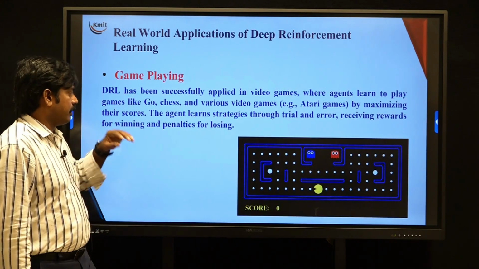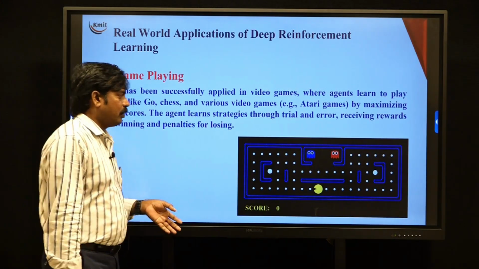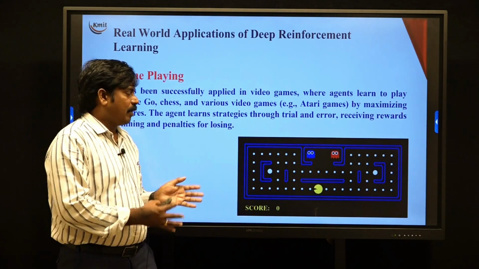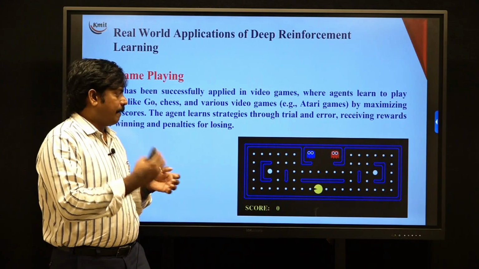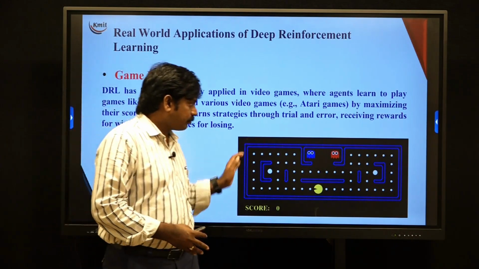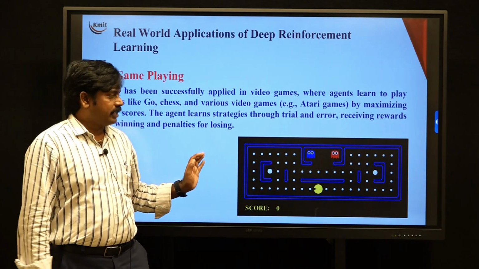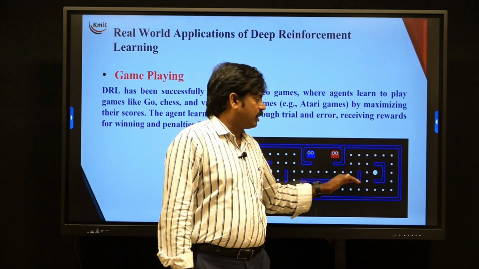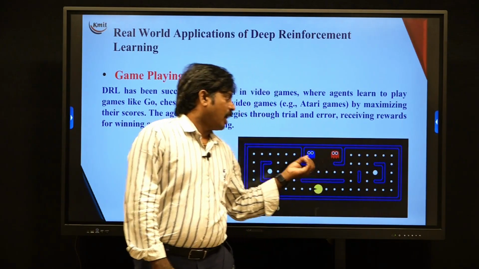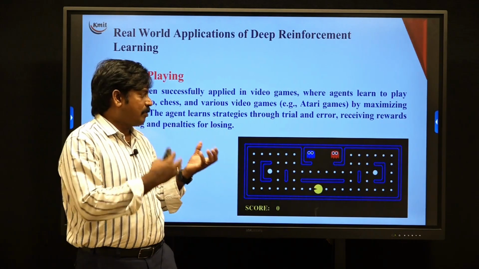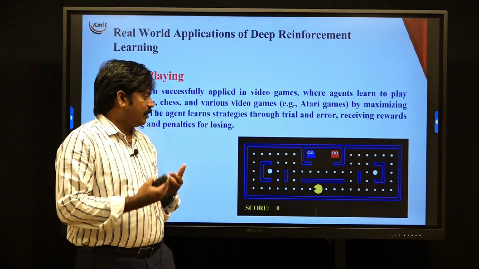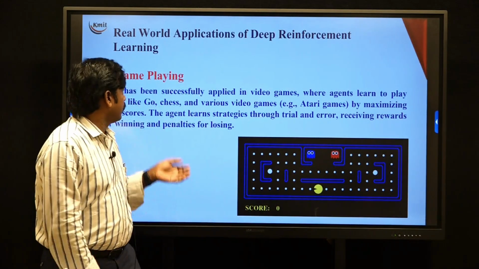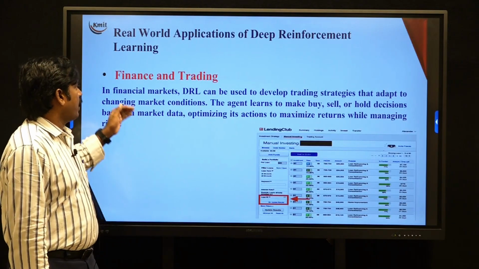Next one is game playing. In video games, the actions are taken by the reinforcement learning. How to choose the actions? By observing the surroundings, the state of the environment. The features of this environment state are extracted using deep learning. The environment state is observed by deep learning, and based on that state, the actions are taken by the reinforcement learning in game playing.